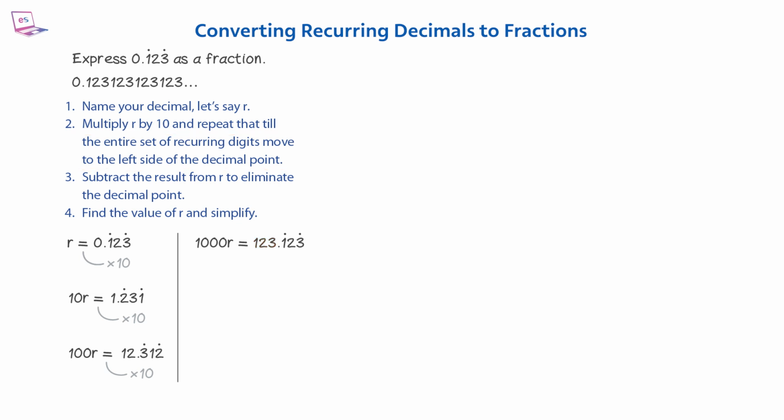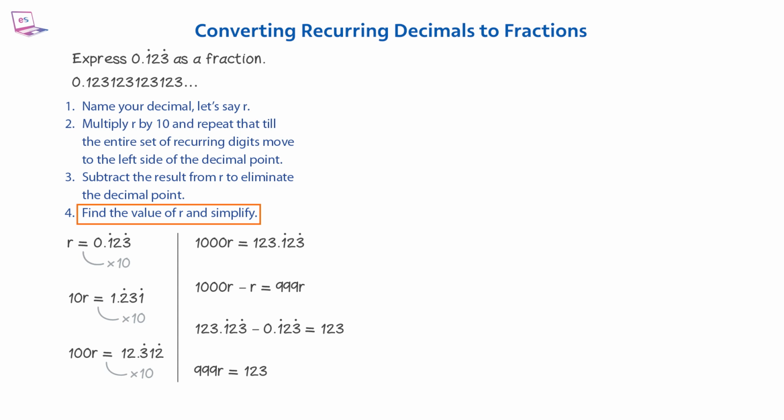Now let's move on to step 3. Let's subtract single R from both sides of the equation. The value of R equals 0.123 recurring. 1000 R minus R equals 999 R. Subtracting 0.123 recurring from 123.123 recurring completely removes the recurring part, and we get 999 R equals 123.